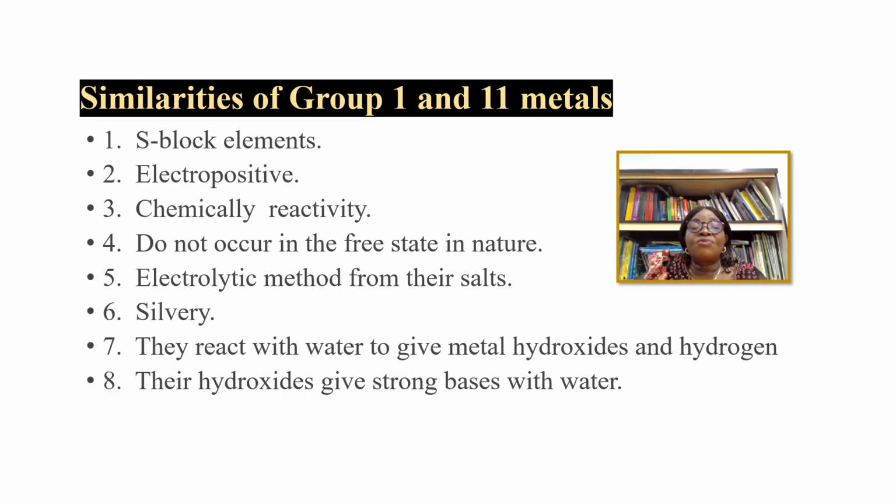There are similarities between group 1 and group 2 metals. Groups 1 and 2 metals are all called s-block elements because their valence electrons end in the s subshell. They are both electropositive. These elements are electropositive because they easily give out their valence electrons. And both of them have great chemical reactivity.